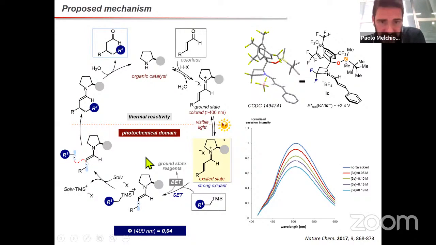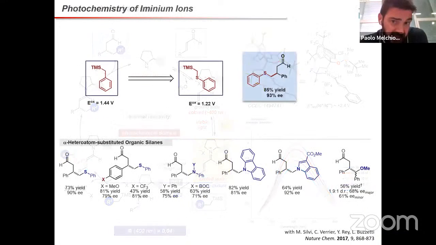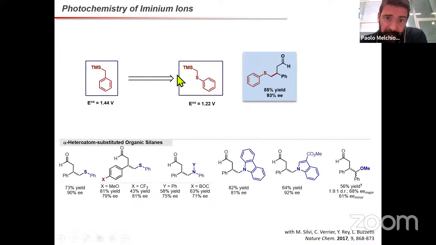Some evidence to support this mechanism comes from Stern-Volmer quenching studies. We observe that the emission from the excited iminium ion could be quenched by the presence of the benzyl silane. And this is a good backup for the single electron transfer that we believe is the key for the formation of the radicals.